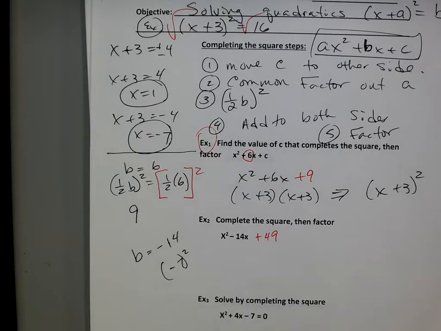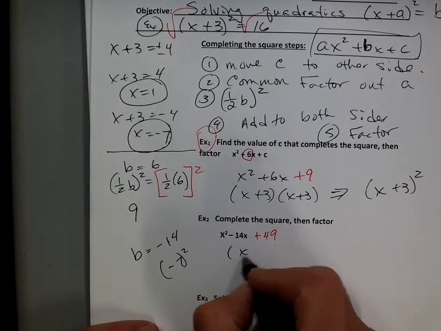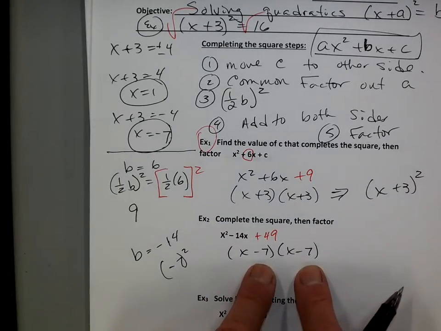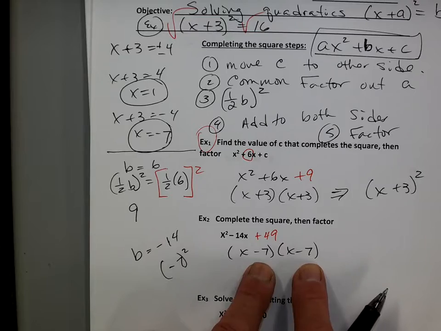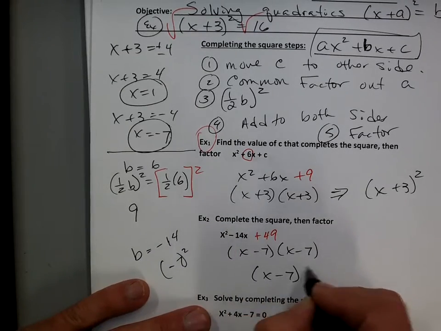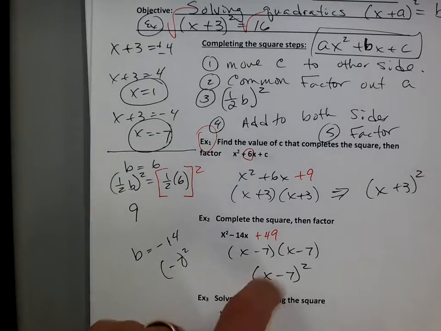And now we can factor that because it will factor into an x minus 7 times an x minus 7, right? 7 times 7 is 49. Negative 7 makes a negative 14. And then I can rewrite this as an x minus 7 quantity squared. That's what I really want, is that right there, okay?